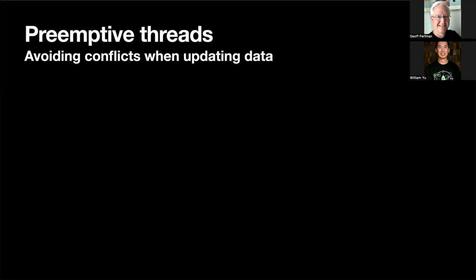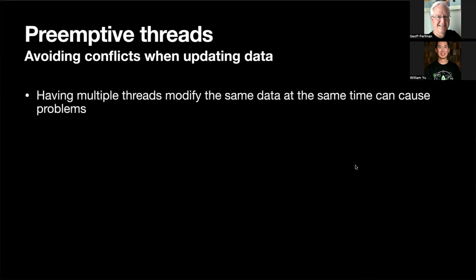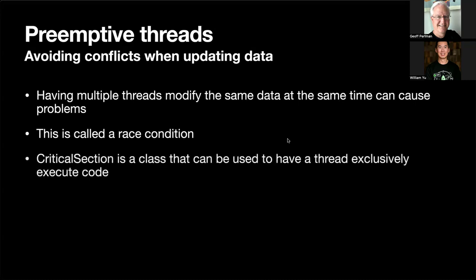So, avoiding conflicts when updating data. When you have multiple threads modifying data, if they're modifying at the same time, that can cause problems, as you can imagine. This is called a race condition. Believe it or not, I've been a programmer for a really long time, and I've heard this term thrown around, and I guess I just hadn't done enough work with threads because I didn't realize that a race condition is two things trying to modify the same data at the same time. But that's what it's called. It's a race condition.